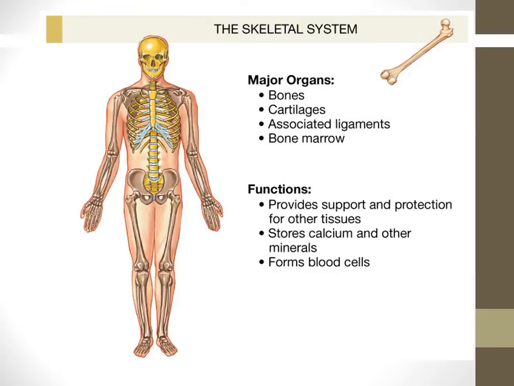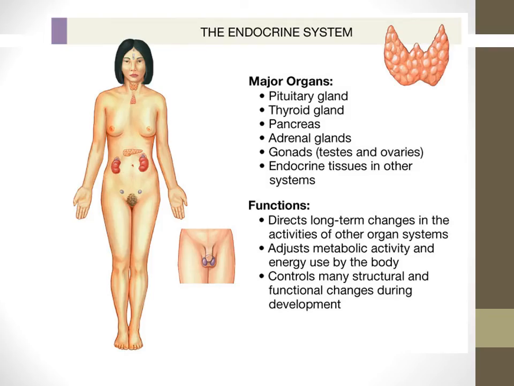And before the end of our 200 level class, we'll be able to show some of the bones we have in the body, where the cartilage attaches to them, and where bone marrow can be found. The next system is the endocrine system. The endocrine system comprises all the glands that are endocrine glands in the body. They are the pituitary gland, which is found in the forebrain, the thyroid gland in the neck, the pancreas, the adrenal gland, the gonads, and the endocrine tissue in other systems.